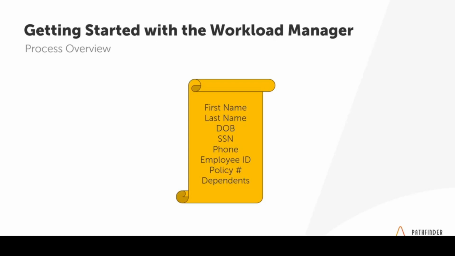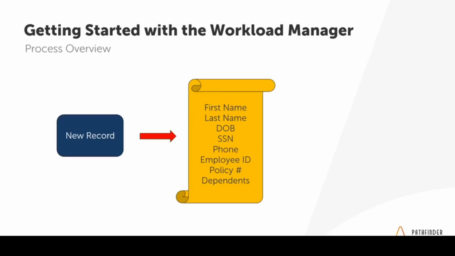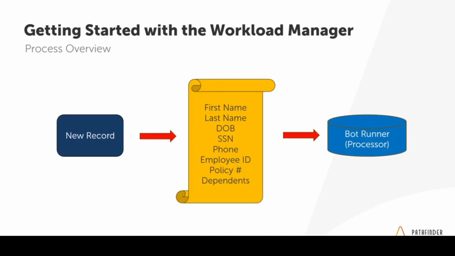Workload Manager allows for the processing of large sets of data. It does this by creating a queue for data to be stored. Automations then pick up a work item from the queue and process it, mark it complete, and then move on to the next work item.